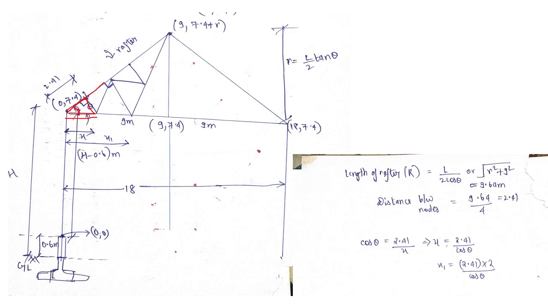Similarly, if we consider this triangle, we'll get x1, so x1 will become 2.41 into 2, this whole distance. This whole distance, and this distance we need to find, so we'll get x1 with the help of that. So we'll get this node, and all these four nodes are the same, and the symmetry follows here, so I'm not showing it here.